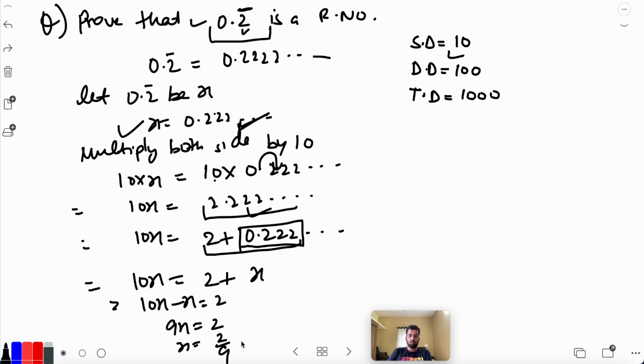See, we got 2 by 9. What is that? p by q. q is not equal to 0 also. What does that mean? This 2 by 9 is what? The x value is 2 by 9. What does it mean?